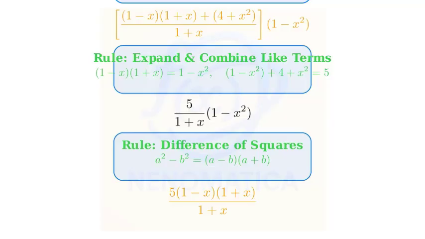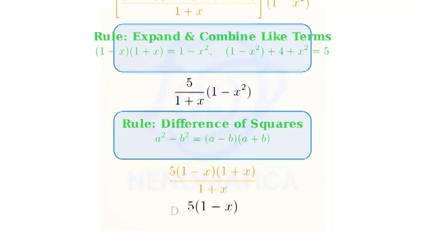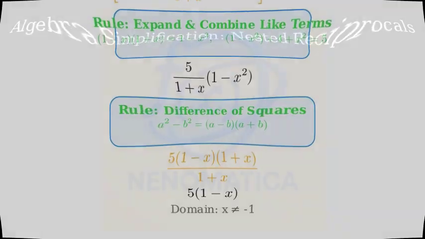Step 4. Cancel the common factor 1 plus x from numerator and denominator. Note the domain restriction, x cannot equal -1 because of the original denominator. After cancellation, the result is 5 times 1 minus x.